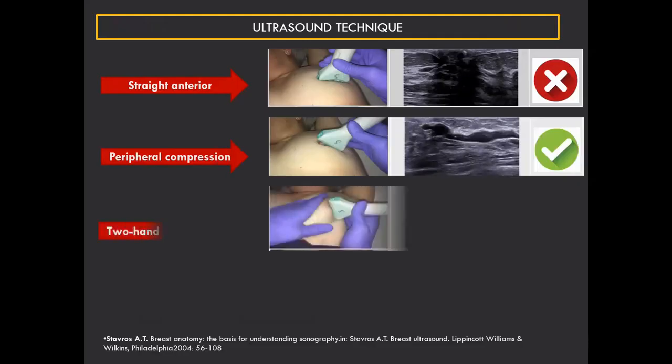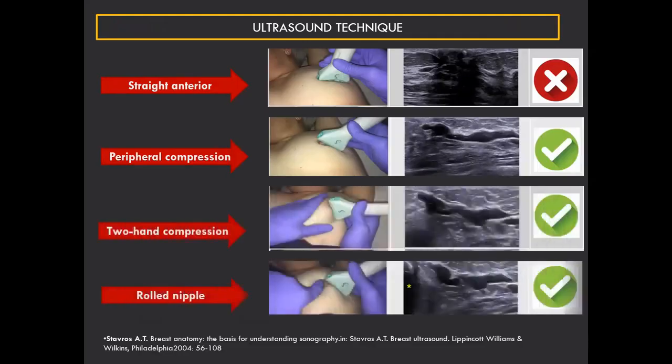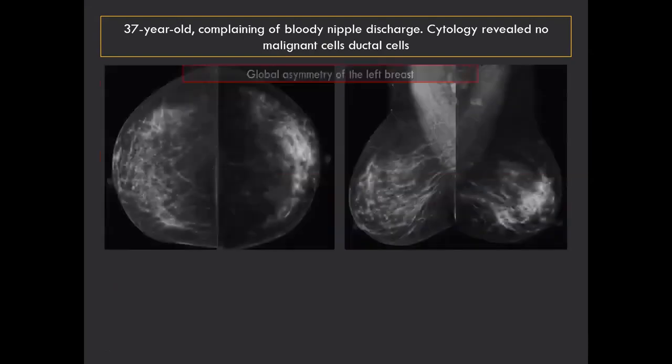While if we do peripheral compression, two-hand held compression or rolled nipple technique, we can easily see the retroareolar region, and we can diagnose even the smallest intraductal papillomas. This is a 37-year-old female complaining of bloody nipple discharge. Cytology revealed no malignant cells.